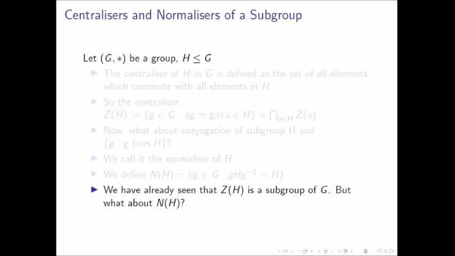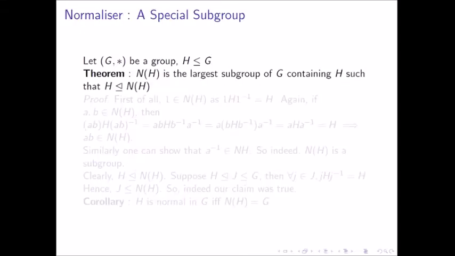We have already seen that Z(H) is a subgroup of G. But what about N(H)? Again, N(H) turns out to be a subgroup of G. But it has a special property. N(H) is the largest subgroup of G containing H such that H is normal in N(H). The fact that H is normal in N(H) was easy by the definition, but to prove that it's the largest subgroup of G requires a bit of work.